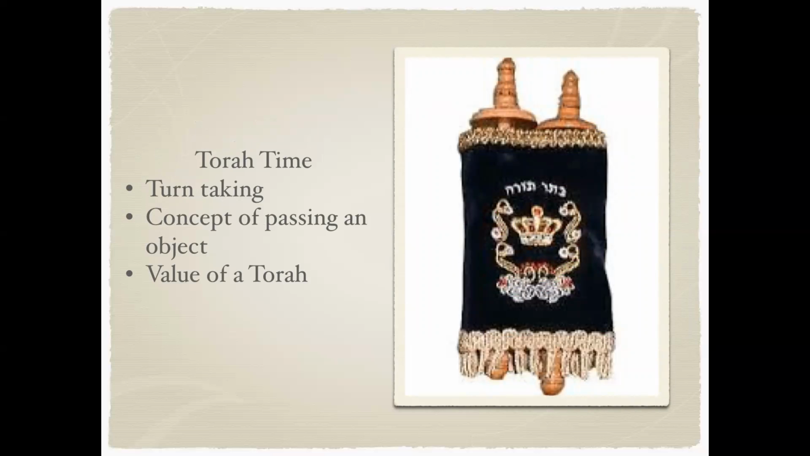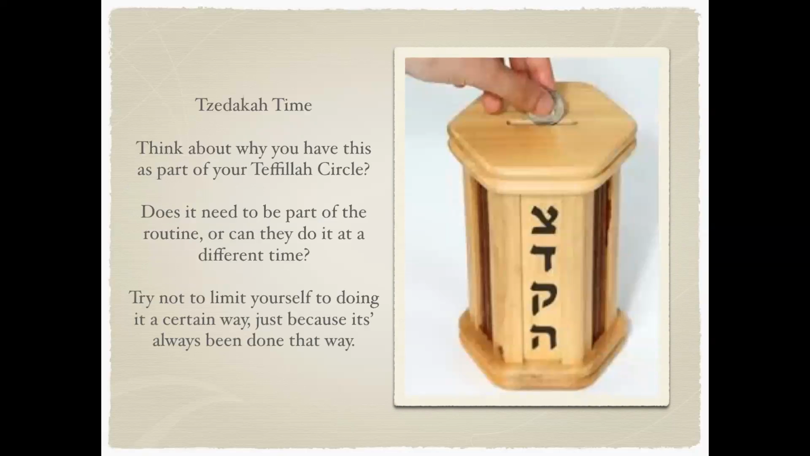Then we have Torah time, okay? Now, with Torah time, you can have turn-taking, have the concept of passing an object. This is a great time to teach the kids the value of a Torah. What is a Torah? Why is it valuable? Why do we have to be so careful the way that we pass it so it shouldn't drop on the floor? These are great values that you're teaching a child from such a young age. You have the power to impart that knowledge to the child. It's all how you present it to him and how you position this time, okay?